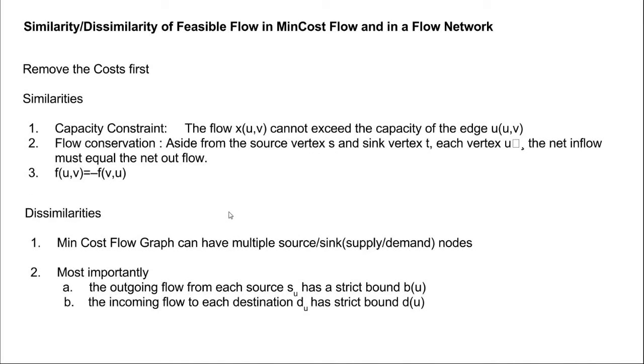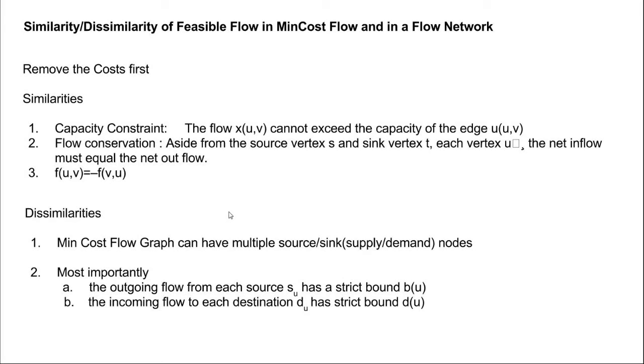What are the similarities and dissimilarities of a feasible flow in min cost flow and in a flow network? If you remove the costs, the similarities are the capacity constraints and the flow conservation constraint. And as in the residual graph, FUV should be equal to minus FVU. The dissimilarities are that the min cost flow graph can have multiple source, sink, supply and demand nodes, while the flow network has only one of each.